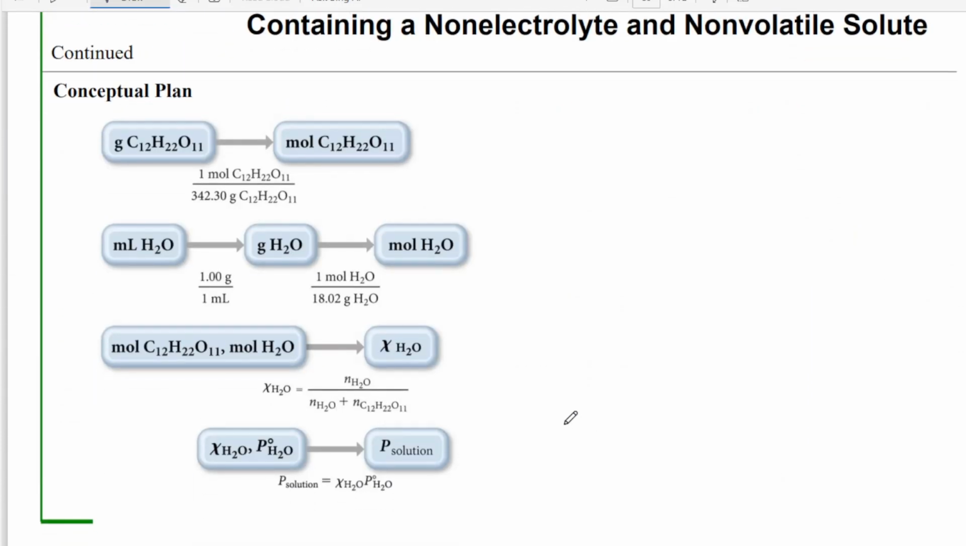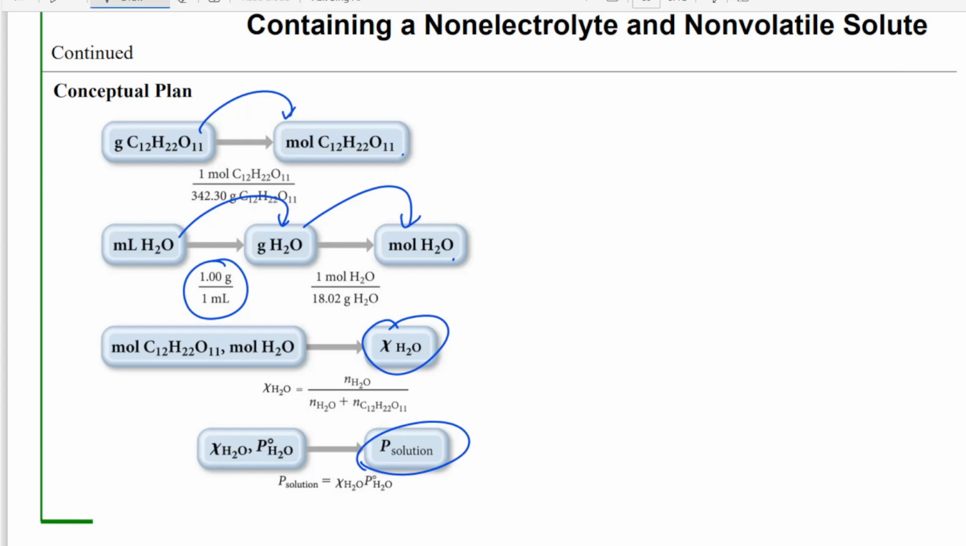Alright, so we can take the grams of sucrose and convert that to moles of sucrose. We can take the milliliters of water which we were given and convert that to grams of water through the density, and then grams to moles through the molecular weight. Then we'll have the moles of sucrose and moles of water. From that we can calculate the mole fraction of the water and then the vapor pressure of the solution.